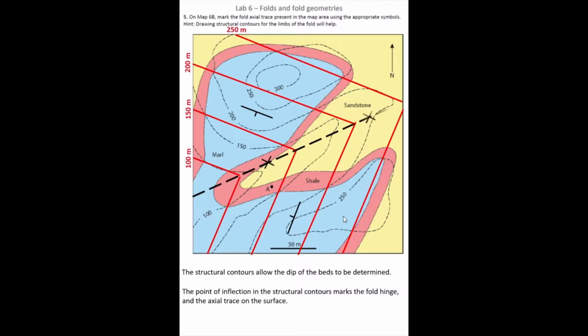And that point of inflection in the structural contours defines the fold hinge. That's our point of inflection, where one limb of the fold has a uniform dip and then it bends to be the other limb with a different direction of dip. And you can see that those dip symbols for the limbs, they're converging, they're dipping towards each other. So we use a synform symbol to show that the two limbs are dipping into each other.